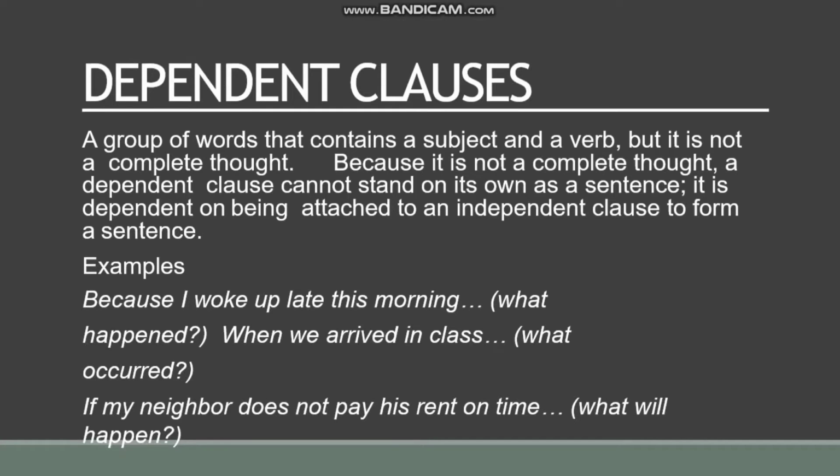Because I woke up late this morning. Because I woke up, why? What happened? Why did you wake up late in the morning? We don't know why, so it does not give us complete meaning. Or, when we arrived in the class, what occurred? What happened when we arrived in the class? It does not give us complete meaning. If my neighbor doesn't pay his rent on time, what will happen? If he does not pay his rent on time, then what will happen?